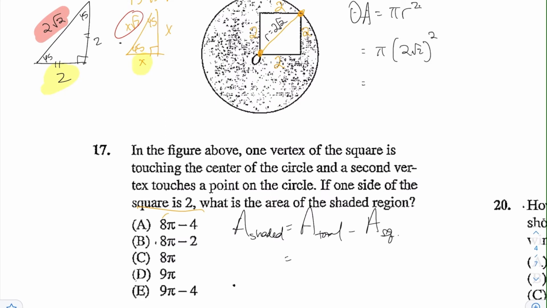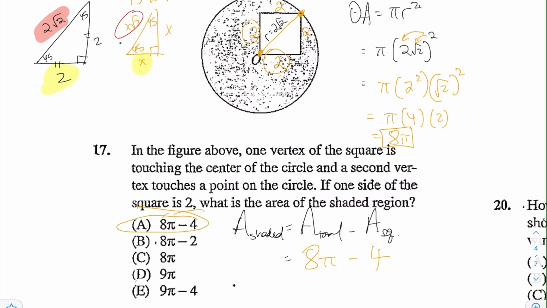And here you have to distribute the exponent. That's going to give you pi times 2 squared times root 2 squared. So that's going to turn into pi times 4 times 2, which is equal to 8 pi. So the area of the entire circle is 8 pi, but you have to subtract the area of the square, and the area of the square is just side squared, so it's just 2 times 2, which is 4. So the answer is going to be choice A, 8 pi minus 4. That's the area of the shaded region.